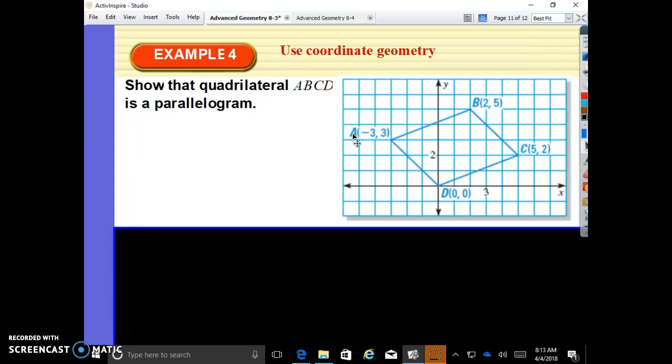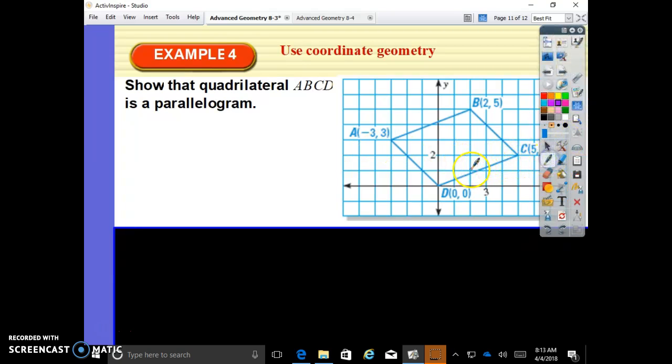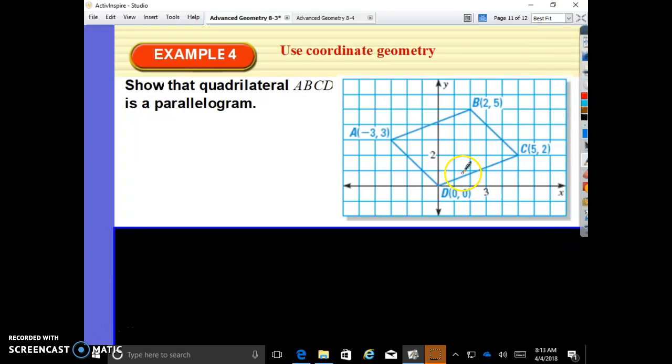Show that the quadrilateral ABCD is a parallelogram. So you can use any of these theorems that we already went over. So why not? Let's check out their slopes. So we have rise 1, 2, run 1, 2, 3, 4, 5. Slope of 2/5. Rise 1, 2, run 1, 2, 3, 4, 5. Slope of 2/5. So we know that these are definitely parallel.